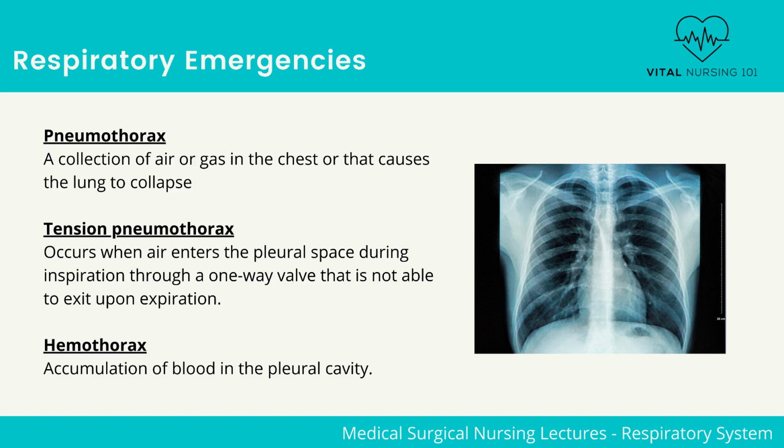Tension pneumothorax occurs when air enters the pleural space during inspiration through a one-way valve that is not able to exit upon expiration. The trapped air causes pressure on the heart and the lungs. As a result, the increase in pressure compresses blood vessels and limits venous return, leading to a decrease in cardiac output. Death can result if not treated immediately. And hemothorax is an accumulation of blood in the pleural cavity.